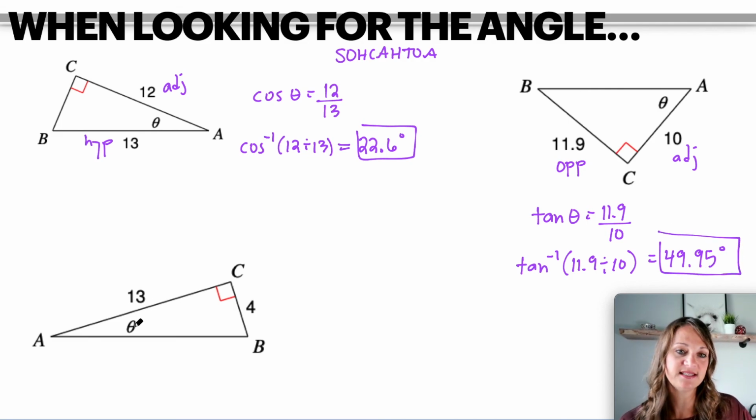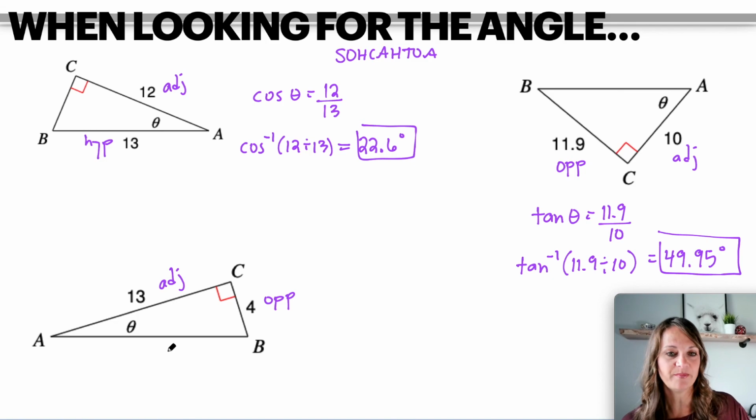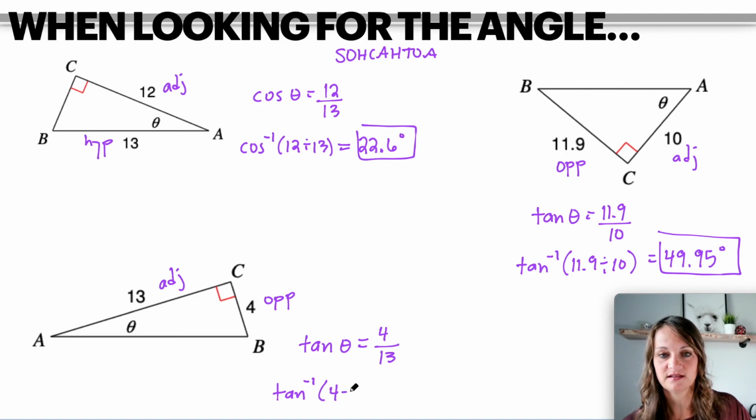In this last one, this is the angle, this is the opposite side, and this is the adjacent side. Again, the hypotenuse is not being used. So again, we'll be using tangent. So the tangent of our angle represents the opposite, which is 4, divided by our adjacent, which is 13. So since we're looking for the angle, we will take the inverse, and we will get 17.1 degrees.